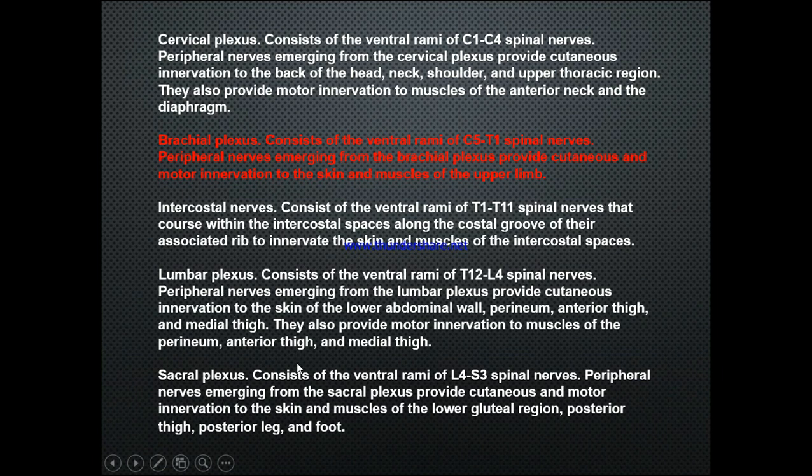Then the sacral plexus consists of the ventral rami of L4 to S3 spinal nerves. Peripheral nerves emerging from the sacral plexus provide cutaneous and motor innervation to the skin and muscles of the lower gluteal region, posterior thigh, posterior leg and foot.